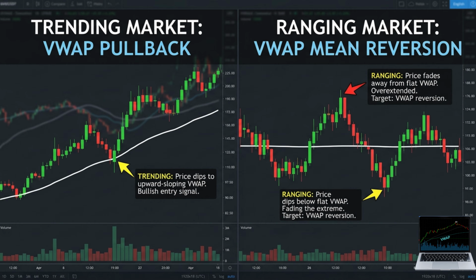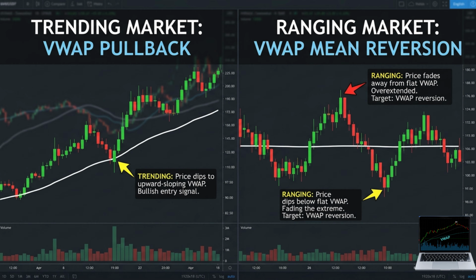In this state, the goal is to fade the moves that get too far away from the average price, betting that price will snap back to the VWAP. 1. Identifying the ranging state. You can identify a range by looking for these 3 signals.